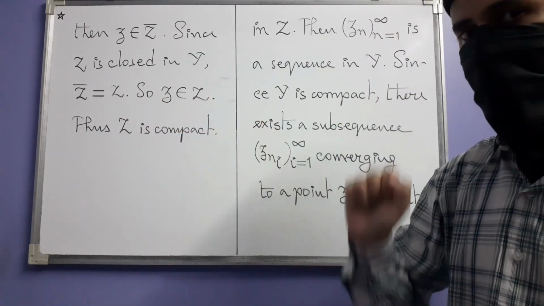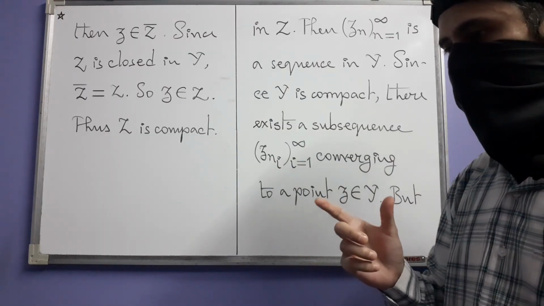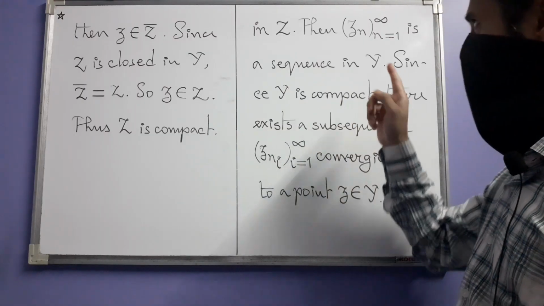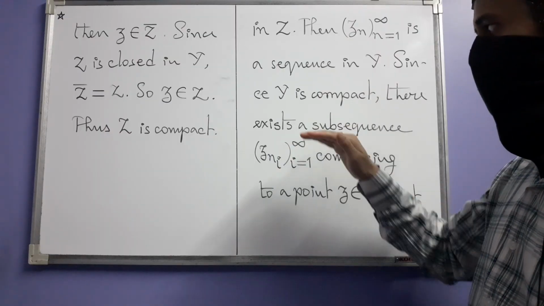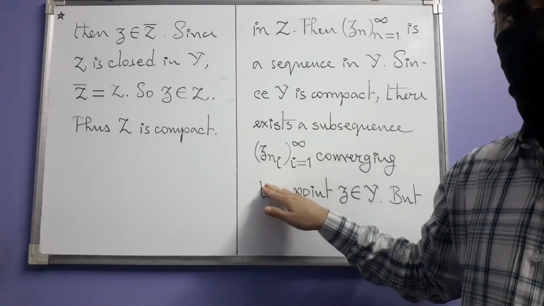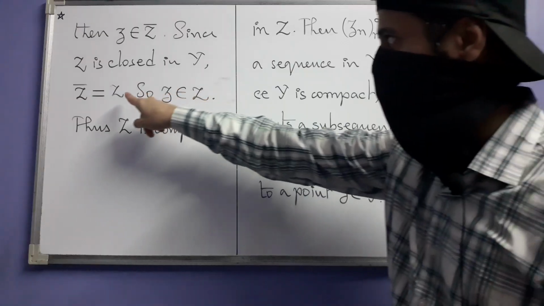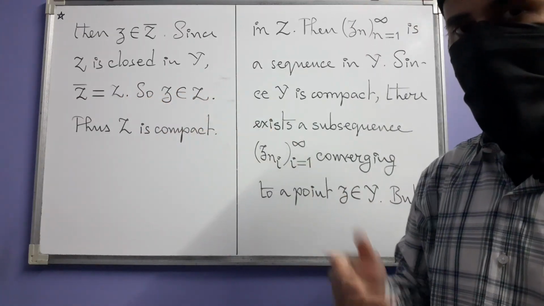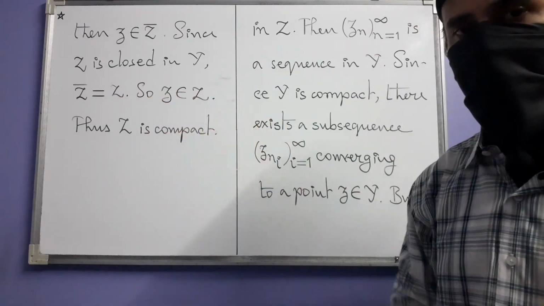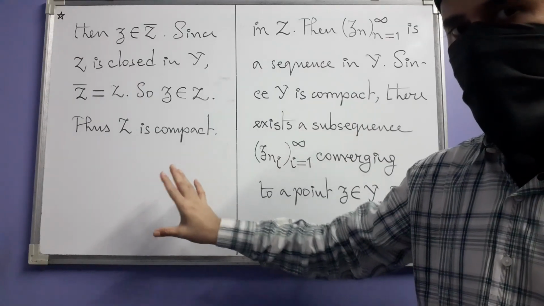So what have we achieved here? You started by choosing any sequence Zn in Z. You have then found a subsequence which converges to a point in Z. So that's why by definition Z is compact. So this completes the proof of part A.